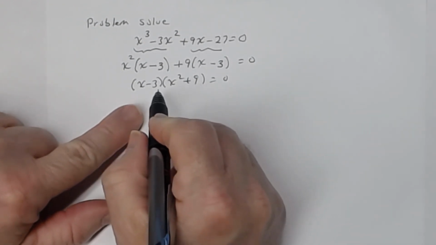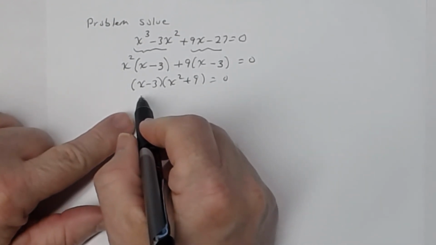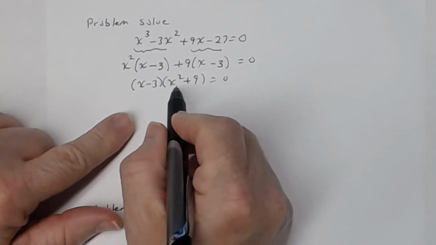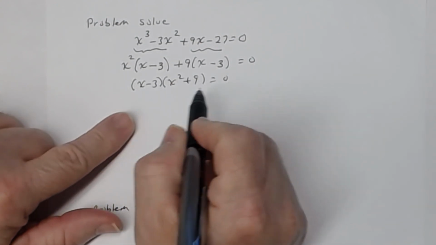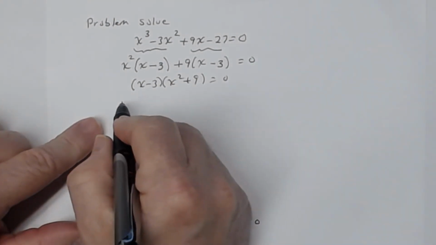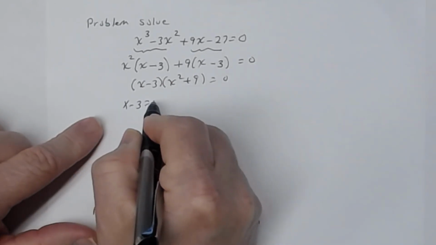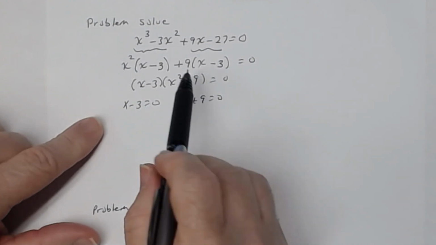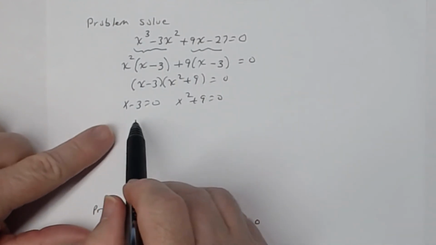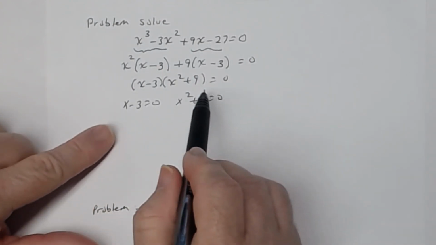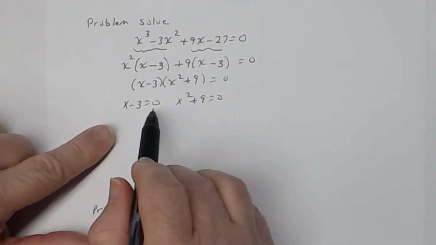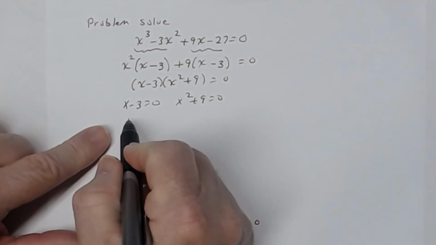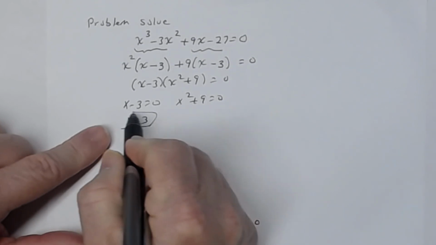Then I'm going to use the zero factor property. So remember, the zero factor property says that when you have two or more factors whose product is 0, one of those has to be 0. So you're going to say x minus 3 equals 0, x squared plus 9 equals 0. So notice I went from a cubic equation to a linear and a quadratic. A linear equation, that's easy to solve for here. So x would have to equal 3. So there's one of your solutions.